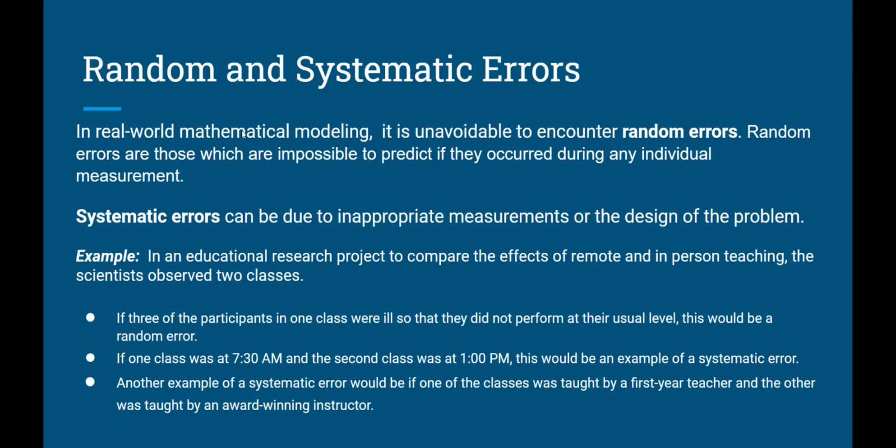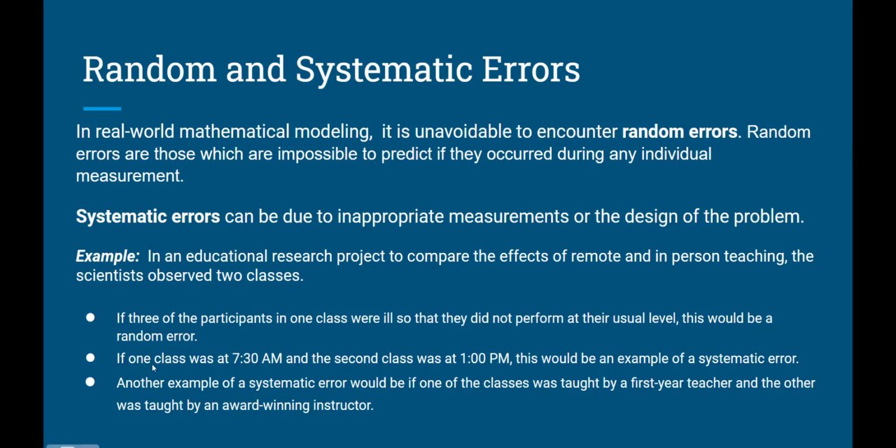In real-world mathematical modeling, it is unavoidable to encounter random errors. As an example, if we were to complete an educational research project to compare the effects of remote and in-person teaching, suppose that the scientists used 2 classes for this project. Now consider that 3 of the participants in one class were ill one day, so that they did not perform at their usual level. This would be an example of random error. This was out of the researcher's control.